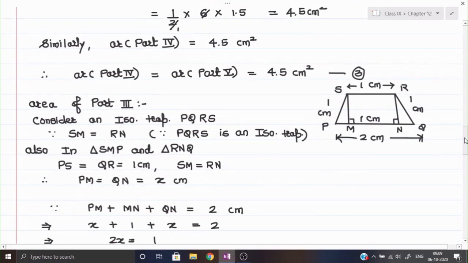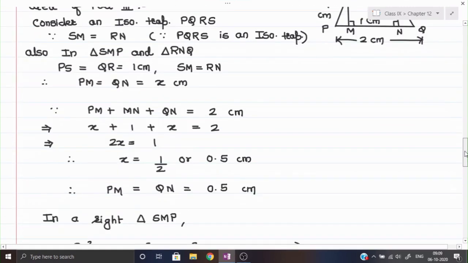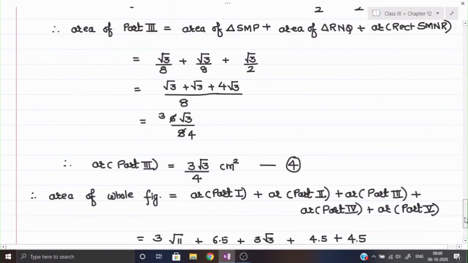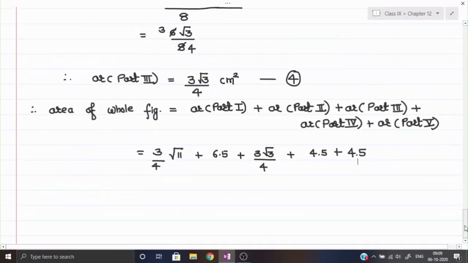Look at equation number 3, that is 4.5, right. So, here we can say that these many areas we got. Let us add 4.5 plus 4.5, that is 9, and 9 plus 6.5, that will be 15.5. So, this will be 15.5 plus 3 upon 4 if I take common from the two terms, then this will remain under root of 11 plus under root of 3. Now, this you can simplify a little more further and you can get the required answer. So, this completes the question of 12.2.